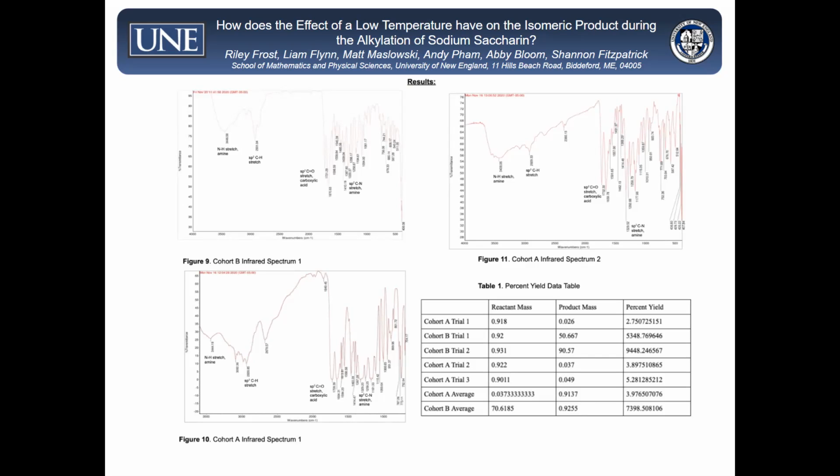And then for our percent yields, the reactant mass was used to calculate the theoretical yield, and the product mass was used to calculate the actual yield. And then we divided the actual yield by the theoretical yield to get percent yield. And our average percent yield was rather large. And this was most likely due to cohort B using too much ethyl acetate and an error of measuring the flask with and without the solvent.